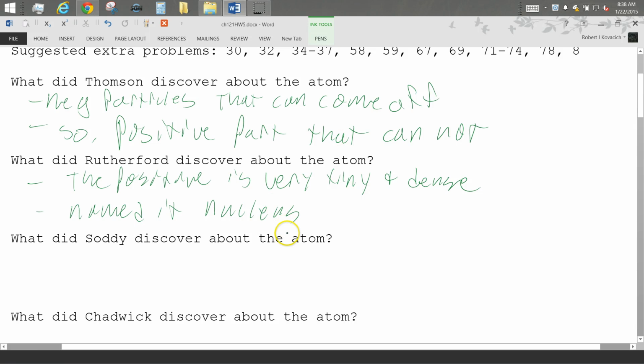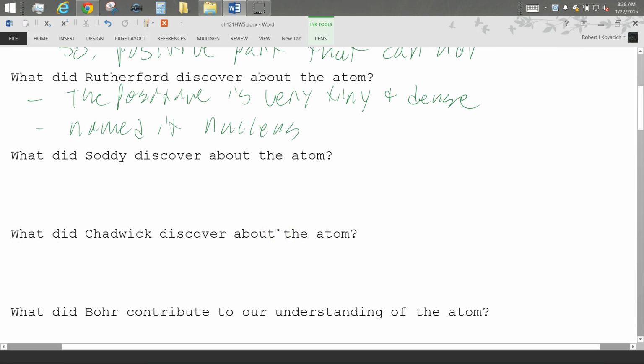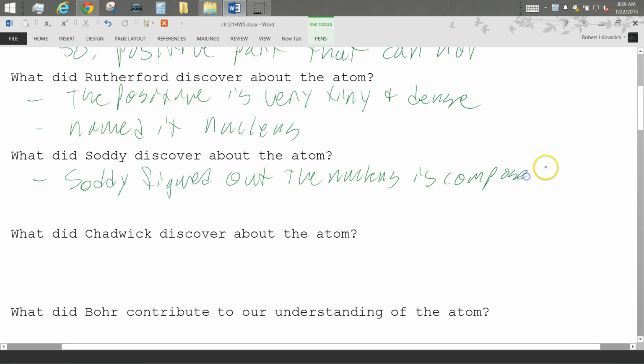What was Sadi's contribution? Yeah, the scales, right? Nope. The positive was... Yeah, Sadi figured out the nucleus is composed of... that there are tiny positive particles called protons in the nucleus.